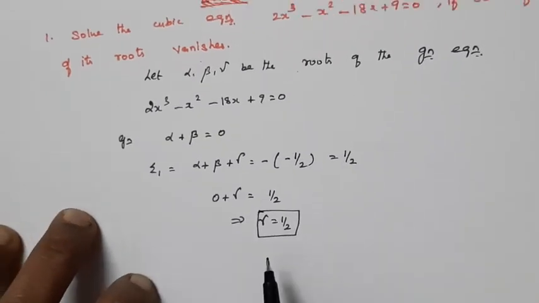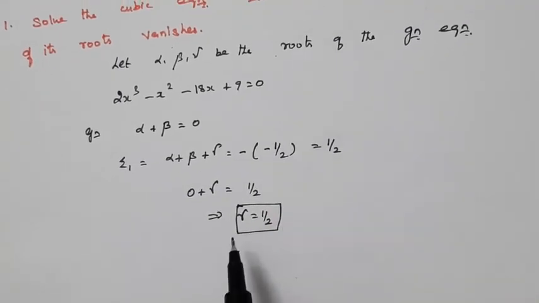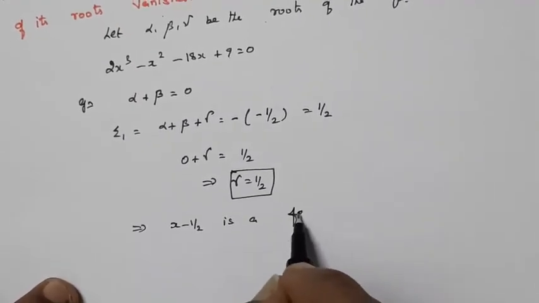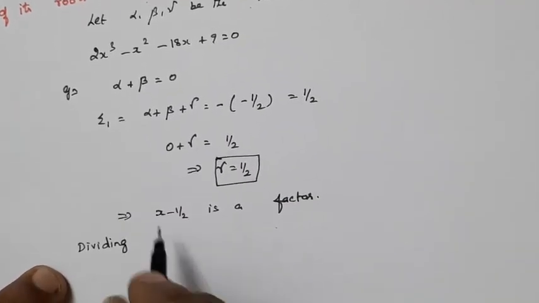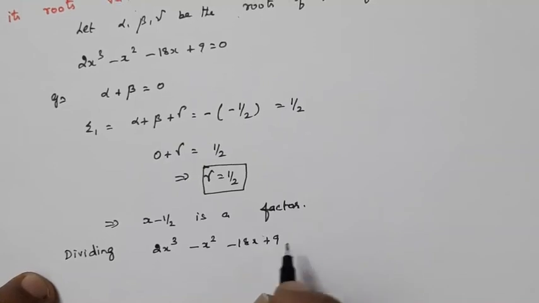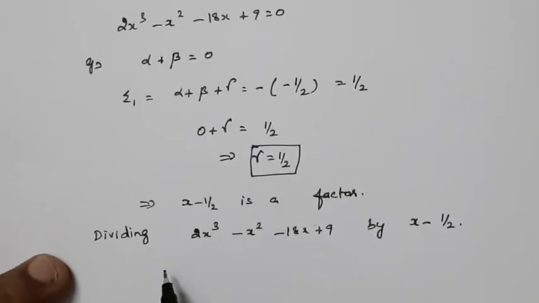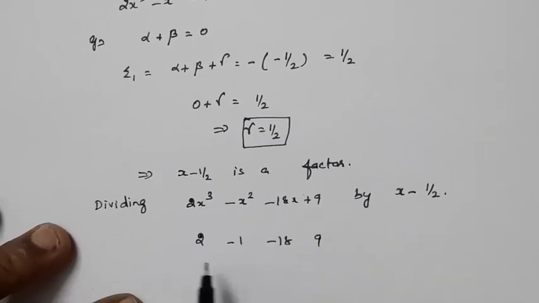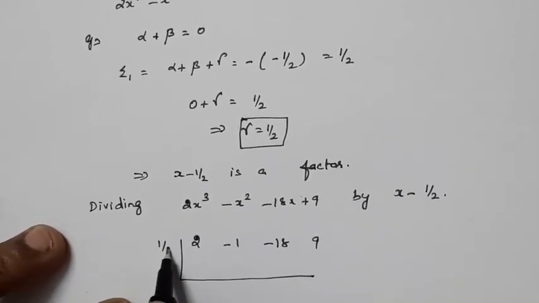So, after getting one root, to find out the other roots, what is the technique to use? Divide the left hand side of the polynomial by that factor. So, this implies that x minus 1 by 2 is a factor. So, you have to divide the left hand side of the polynomial equation, that is 2x cube minus x squared minus 18x plus 9, by x minus 1 by 2. As it is a cubic, we can use the synthetic division method, right. So, 2, minus 1, minus 18, 9 are the coefficients, and x minus 1 by 2 is a factor, that is 1 by 2 is a root, so let us divide by 1 by 2.